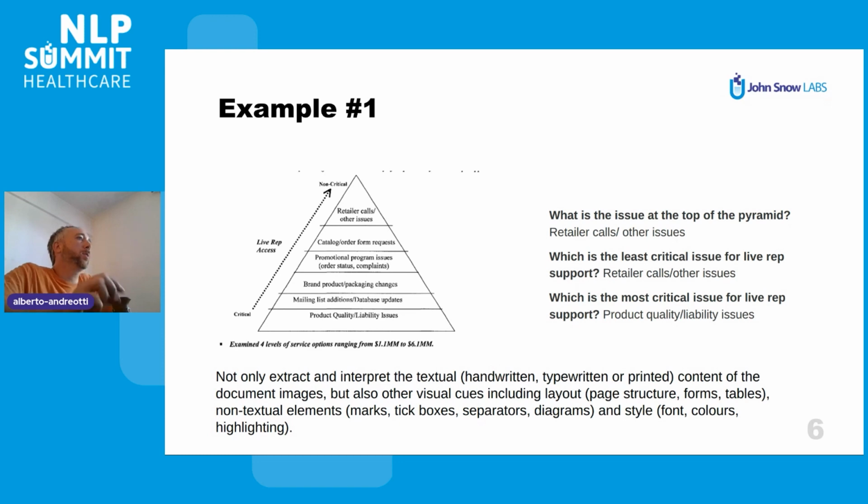So when they ask which is the most critical issue for live representative support, that corresponds to this text here at the bottom. You need to make sense of this arrow. You need to understand that when you go up in the pyramid, things become less critical than when you are at the bottom, right? So the visual clues are important. That's the message, right? And here I think this is an interesting definition, from one of the papers of a dataset for this task. And it includes many more things.